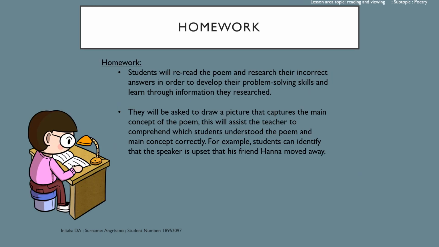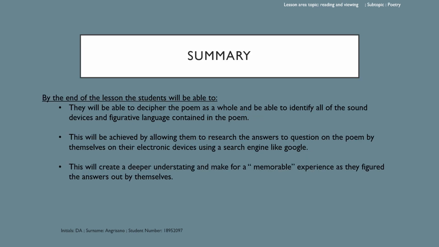Homework. Students will reread the poem and research their incorrect answers in order to develop their problem-solving skills and learn through information they researched. They will be asked to draw a picture that captures the main concept of the poem. This will assist the teacher to comprehend which students understood the poem and the main concept correctly. For example, the students can identify that the speaker is upset that his friend Hannah moved away.